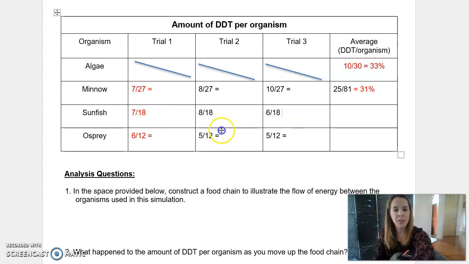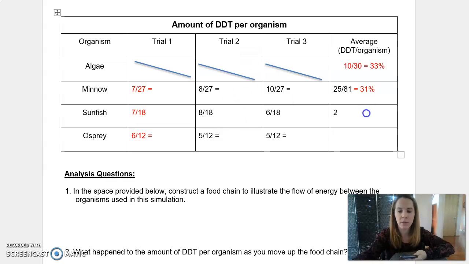We can turn it into a decimal. Okay. 7 plus 8 plus 6 is 21 divided by, there's 54 total. 39%. So the percent is going up.